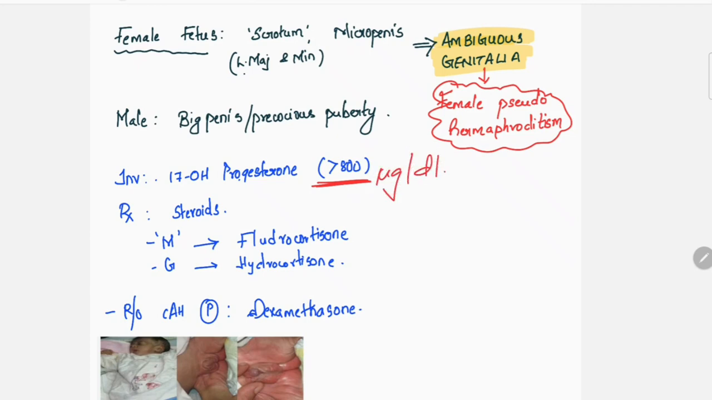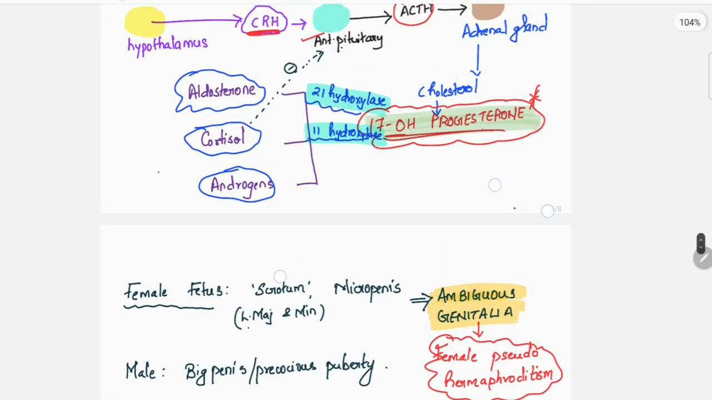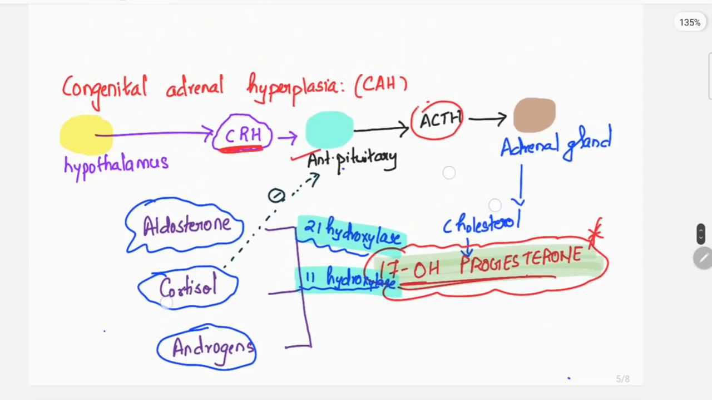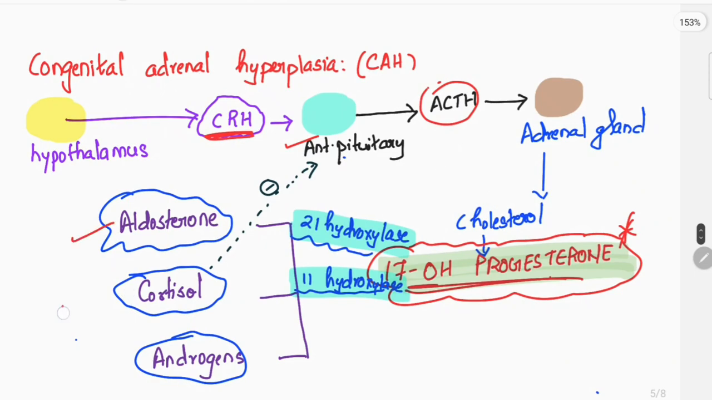And the treatment is what, guys? The main problem here is that they are not able to produce aldosterone and cortisol. Mainly, they don't produce mineralocorticoid. They cannot produce glucocorticoid. That is the problem. That is why the entire thing we have learned now happens, right? So what is the treatment? You just supplement this. You supplement a mineralocorticoid and you supplement a glucocorticoid.